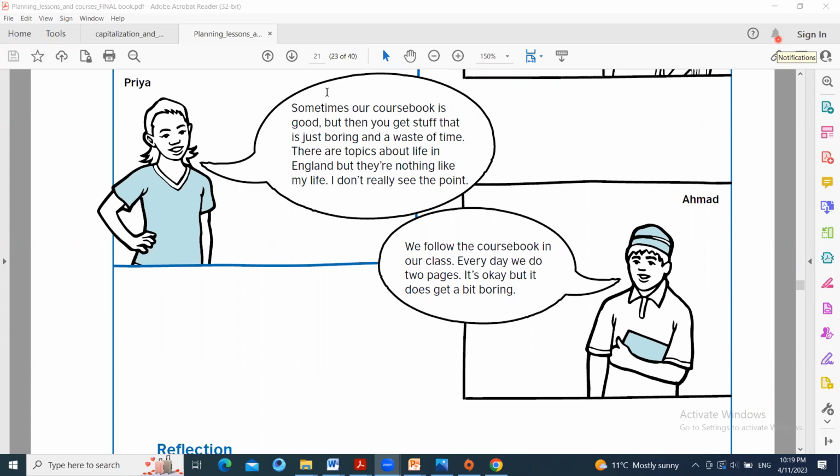Okay, now we have Priya and Ahmed. Let's start with Priya. Priya says, sometimes our course is good, but then you get stuff that is just boring and a waste of time. There are topics about life in England, but they are nothing like my life. I don't really see the point. This is about Priya.